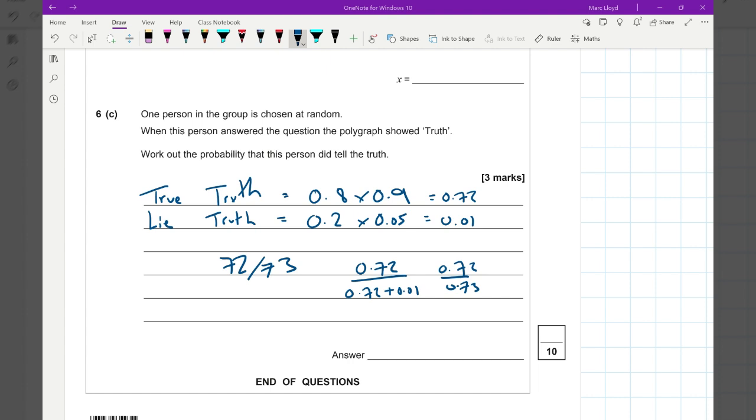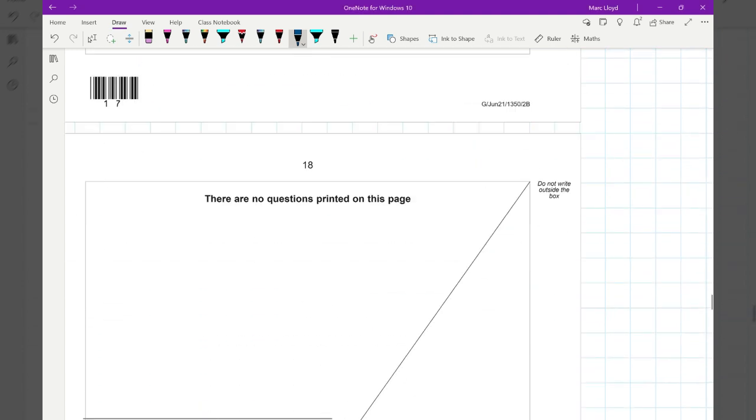Okay, that was a tough 10 marks. That's blown my mind. But that is it. And that is paper over.